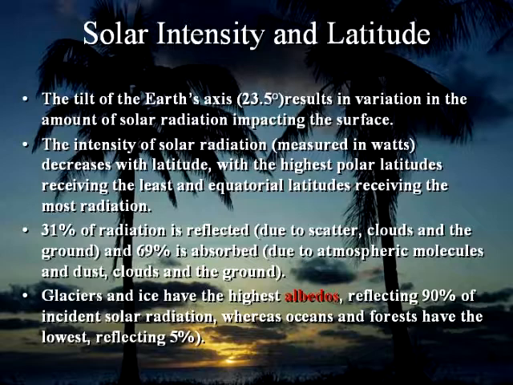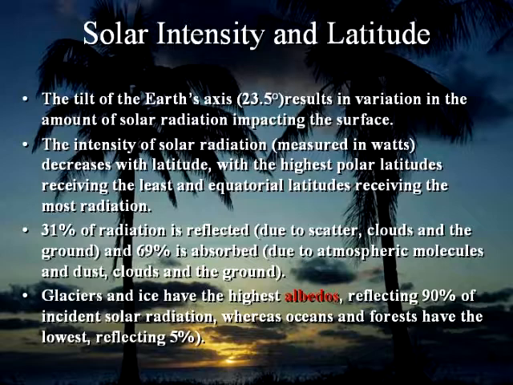Now, of this solar radiation, which impacts the Earth at any latitude, much of it is reflected back into space. Although a substantial part, about 2/3 of it, actually does get absorbed one way or another. It depends on what kind of surface the sunlight is hitting.